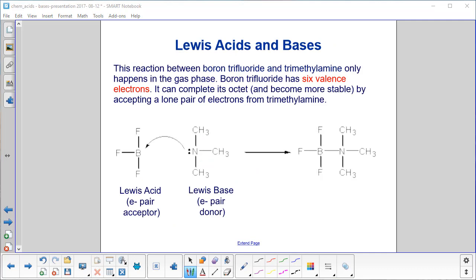Let's show another example where the Bronsted-Lowry model falls short. We're going to take the reaction between boron trifluoride and trimethylamine, and that only happens in the gas phase. Boron trifluoride has 6 valence electrons, 2, 4, 6. It can complete its octet and become more stable by accepting a lone pair of electrons from the trimethylamine. Therefore, boron trifluoride is an electron pair acceptor, which makes it a Lewis acid, and the trimethylamine is an electron pair donor, so that means it's a Lewis base.